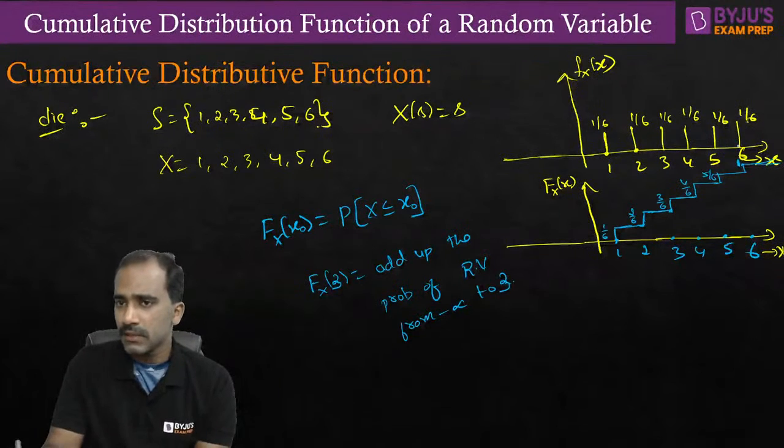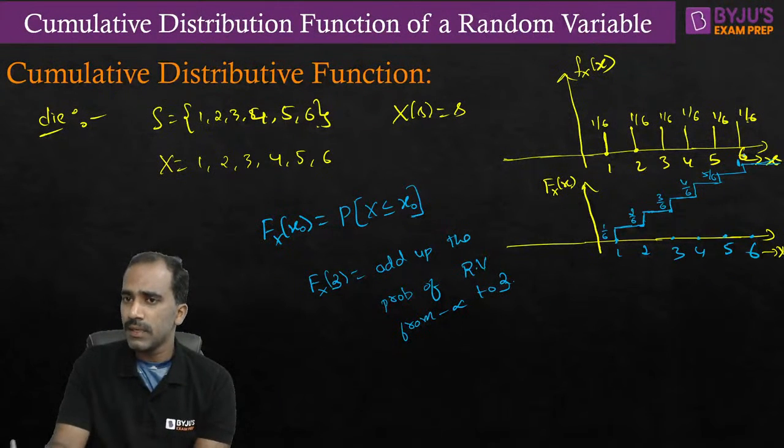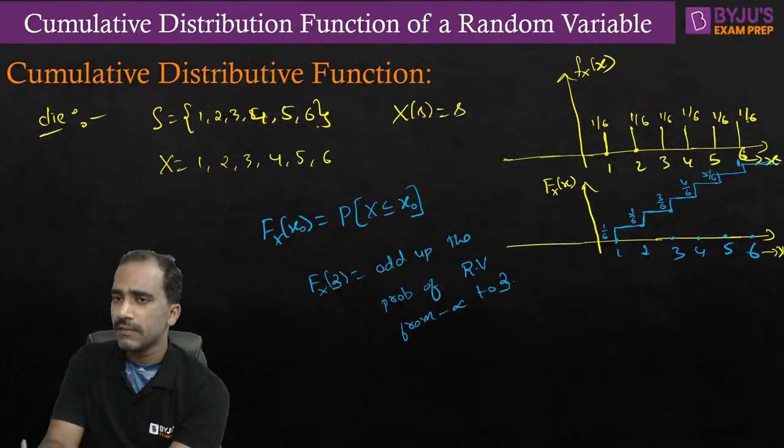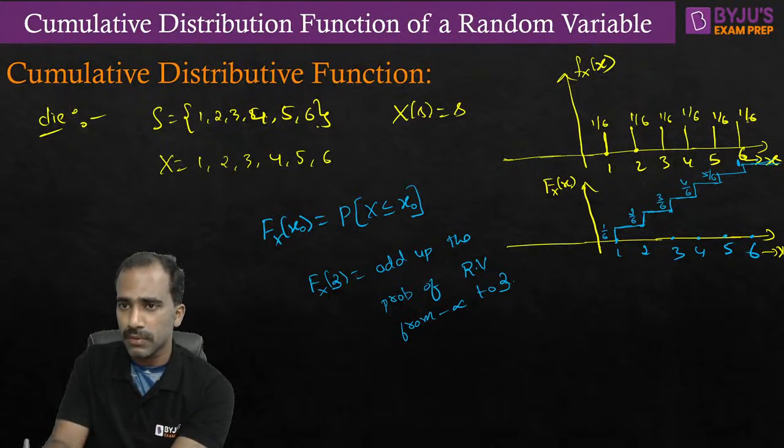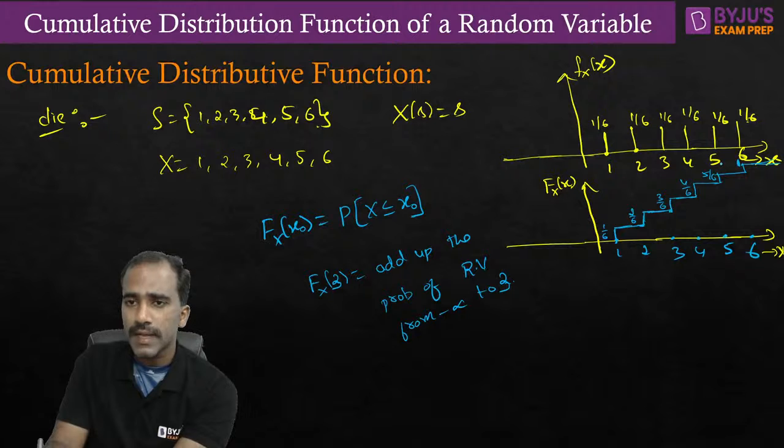In this example, the highest value of random variable with non-zero probability is 6. So that's why after 6 the CDF is taking a value of 1. After the highest value of random variable with non-zero probability, the CDF will become 1. Is that okay? I hope you're following.